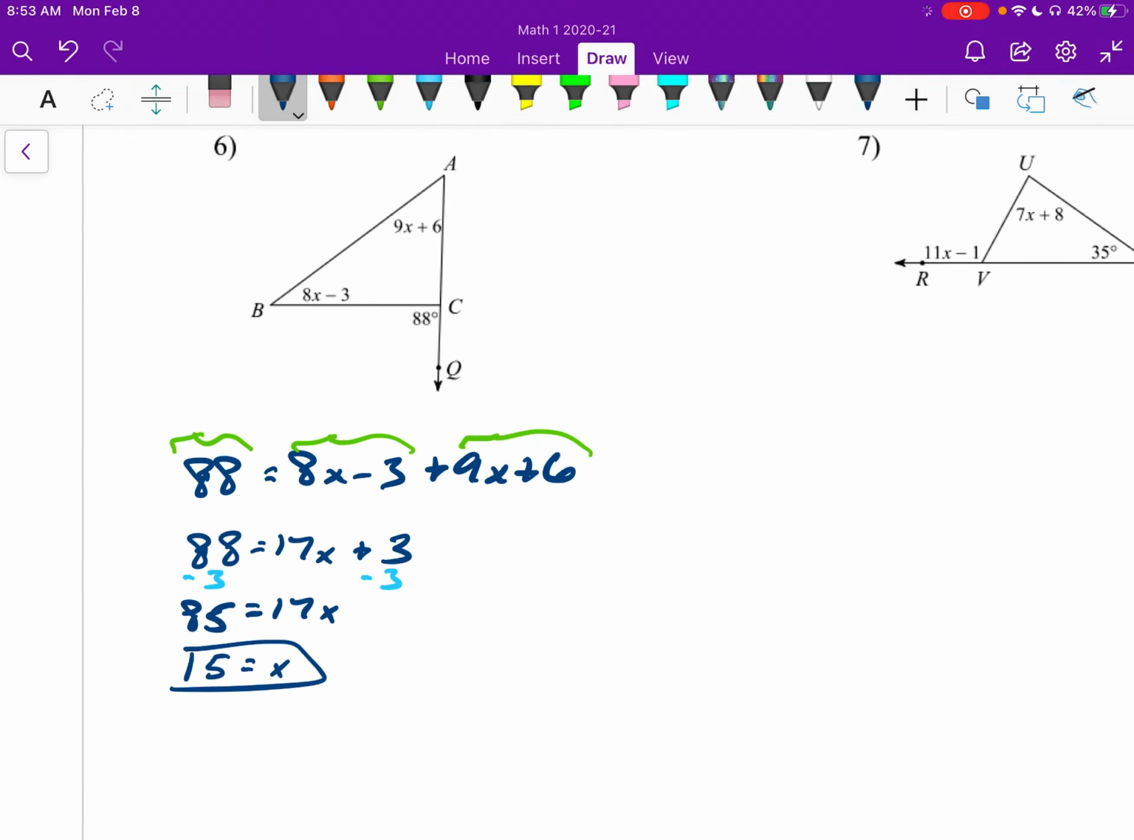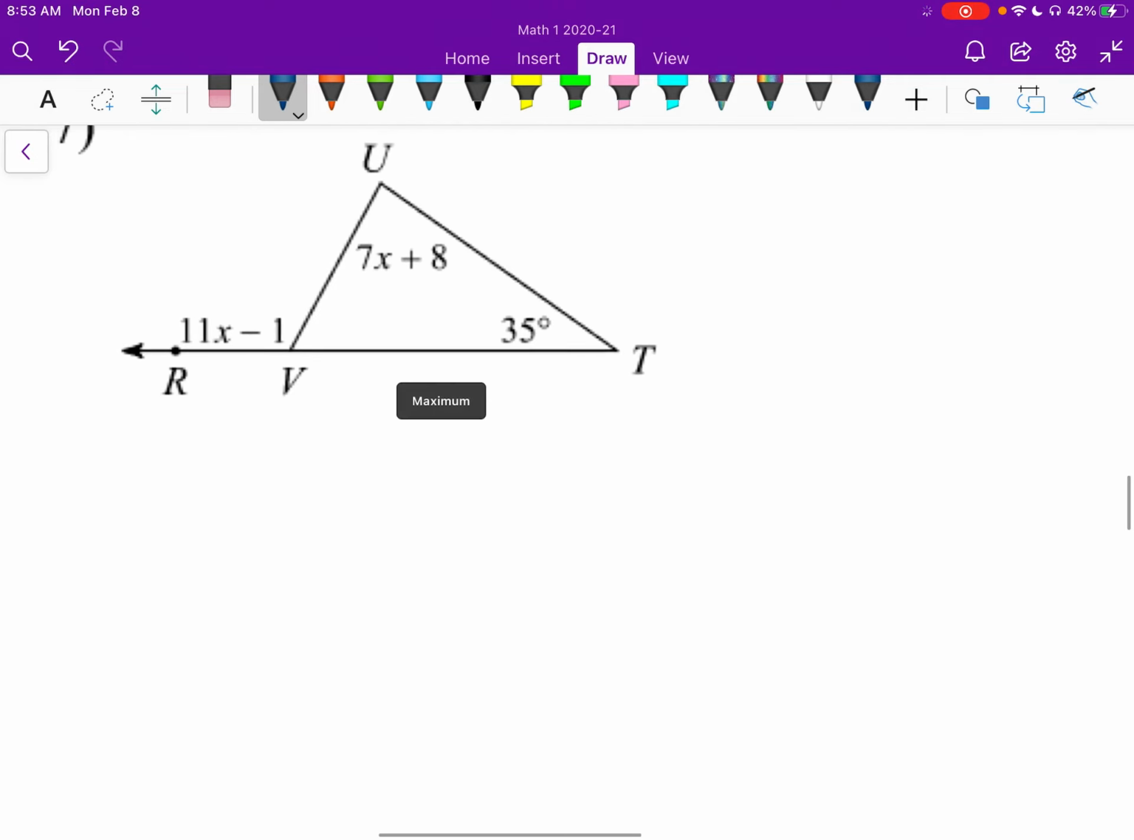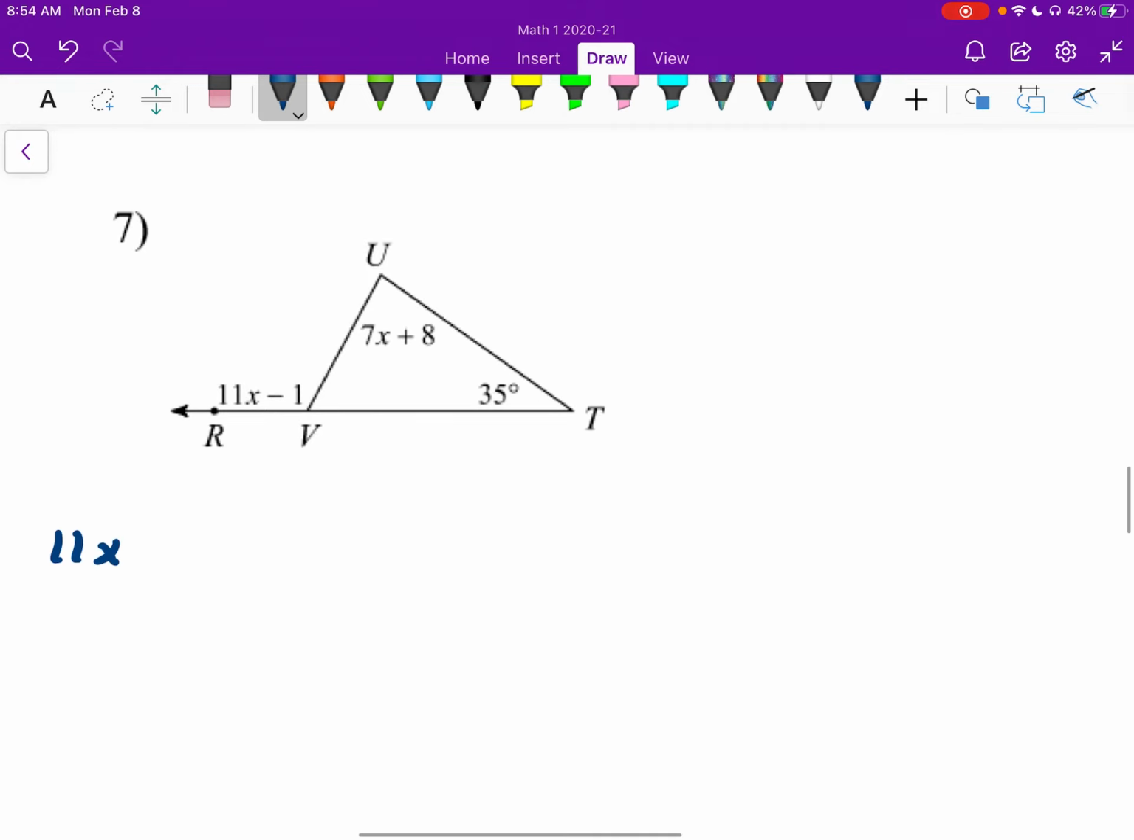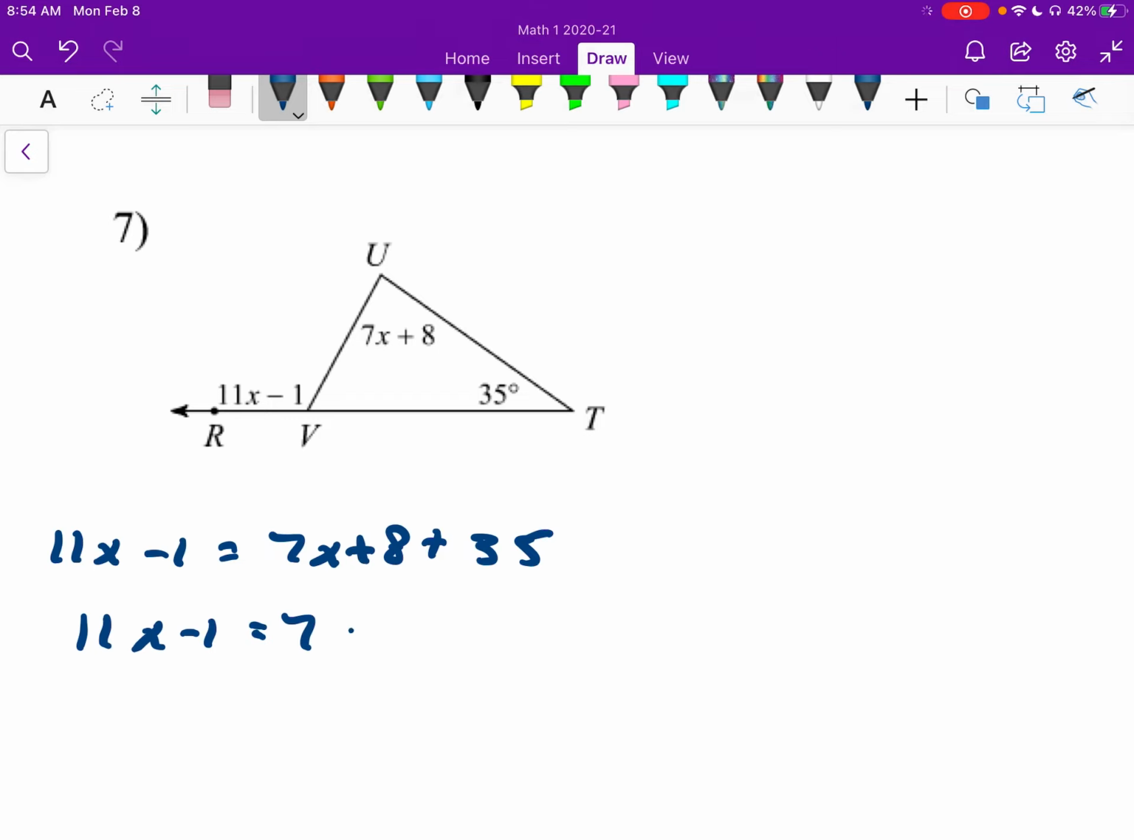Number 7. 11x minus 1 is 7x plus 8 plus 35. So 11x minus 1, combining like terms, is 7x plus 43. Yeah, 43. Subtracting my 7 over, 11 minus 7 gives me 4. Then adding my 1 over gives me 44. So x will be 11.